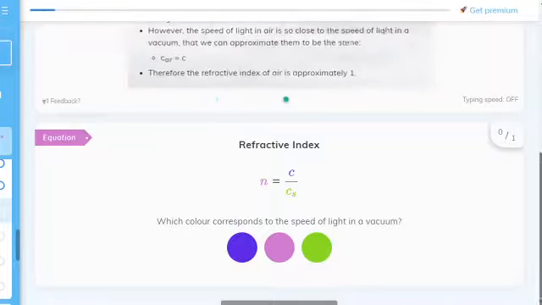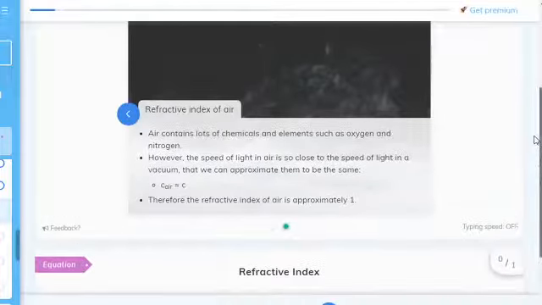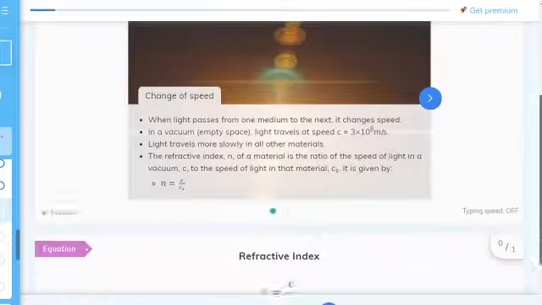Right, we should probably read the next bit. So, refractive index of air. Air contains lots of chemicals and elements such as oxygen and nitrogen. However, the speed of light in air is so close to the speed of light in a vacuum that you can approximate it to be the same. Therefore, the answer is 1.